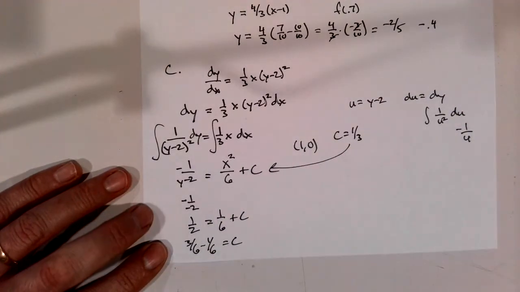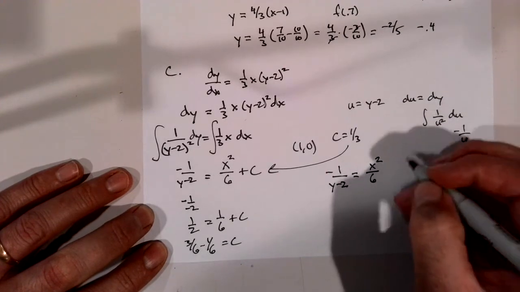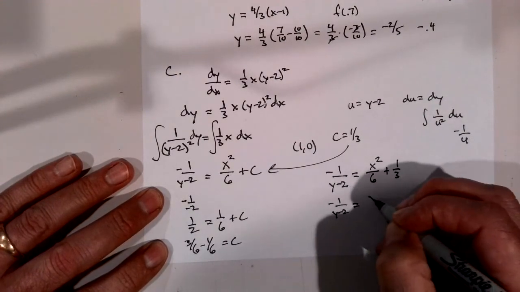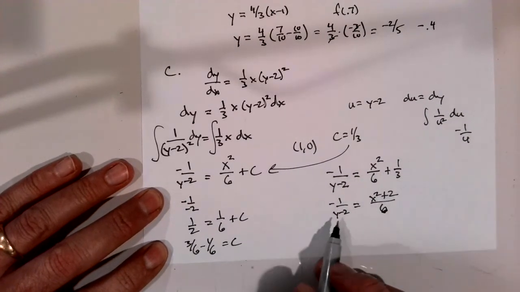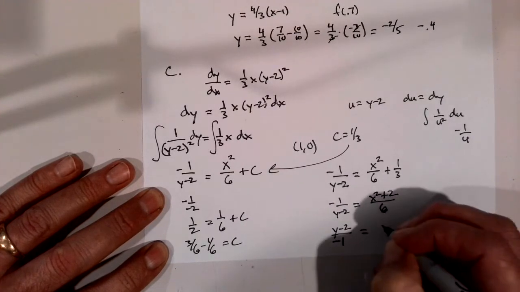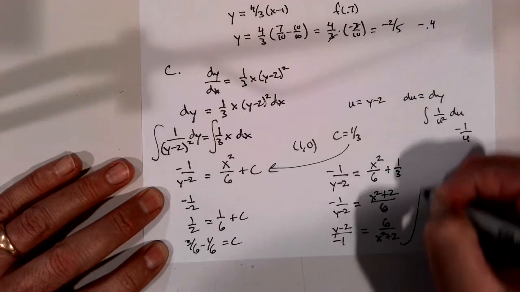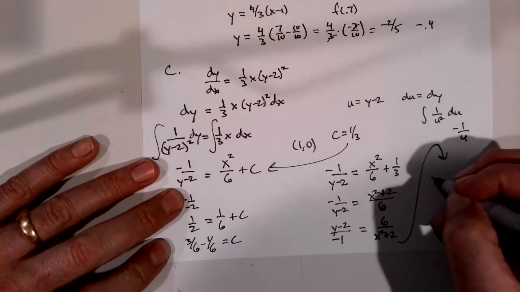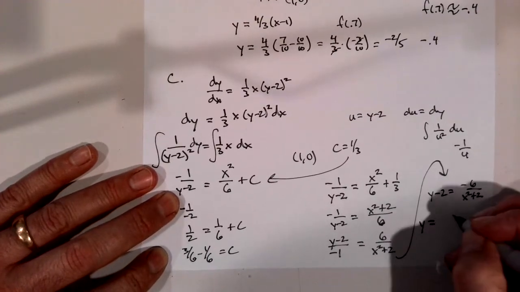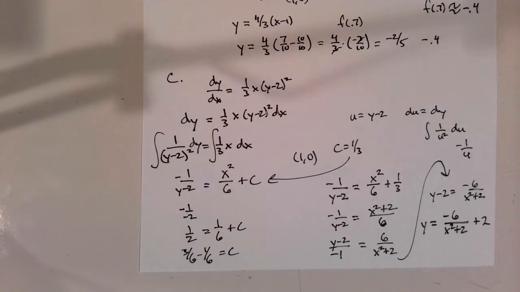So we can bring that back to this part and use it to solve the equation. -1 over (y minus 2) is equal to x squared over 6 plus 1/3. I'm going to go ahead and find common denominators here. -1 over (y minus 2) is equal to (x squared plus 2) over 6. I want to get the y minus 2 in the numerator. I have two fractions, so I can simply just flip them. (y minus 2) over -1 is equal to 6 over (x squared plus 2). I can go ahead and multiply by the -1, and I end up with y minus 2 is equal to -6 over (x squared plus 2). And finally, just add the 2 over. y is equal to -6 over (x squared plus 2) plus 2. And that's an excellent solution there.